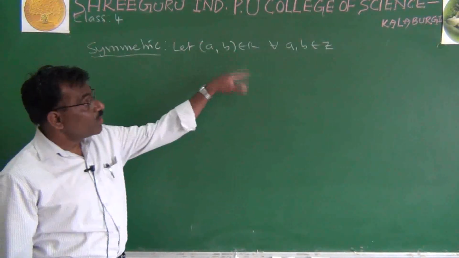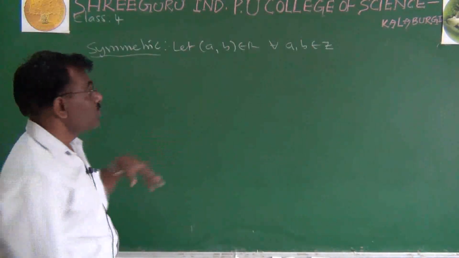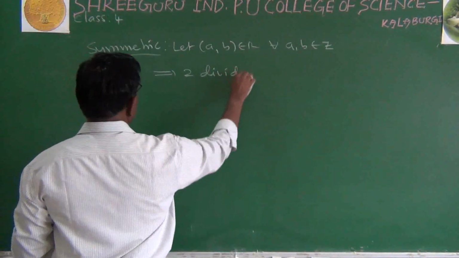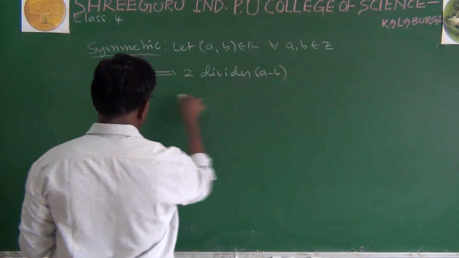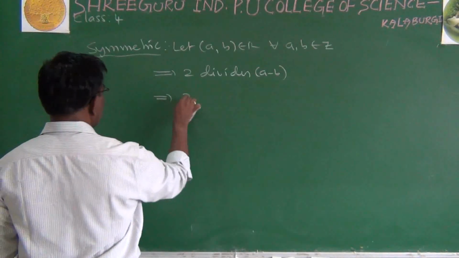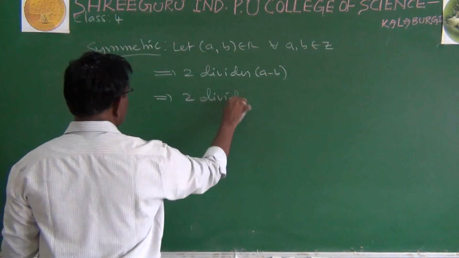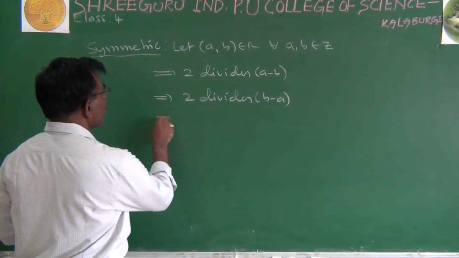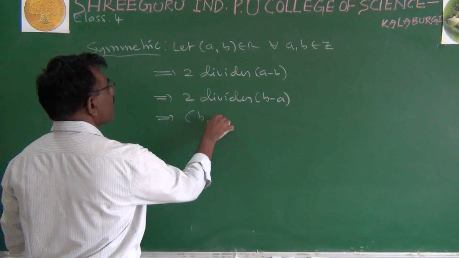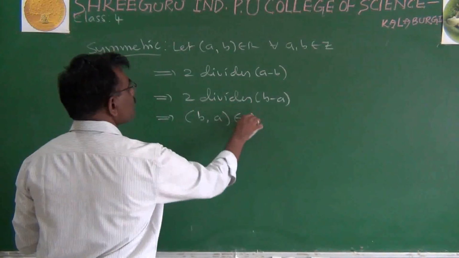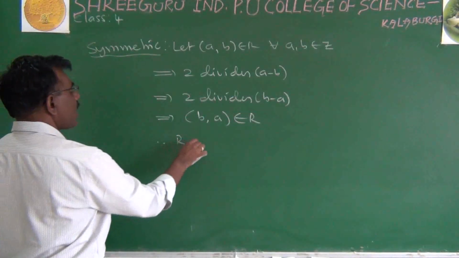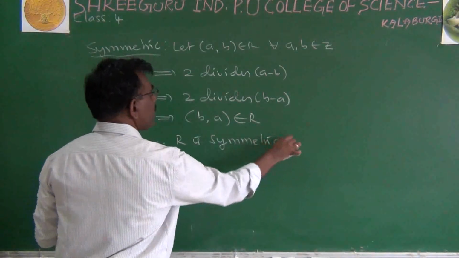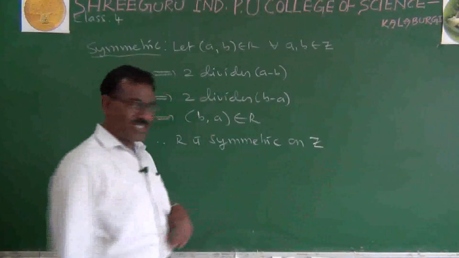Given a, b belongs to R, for all a, b belongs to Z. What does given mean? It means 2 divides a minus b. When 2 divides a minus b, 2 divides b minus a also. It implies (b, a) belongs to R. Therefore, R is symmetric on Z.